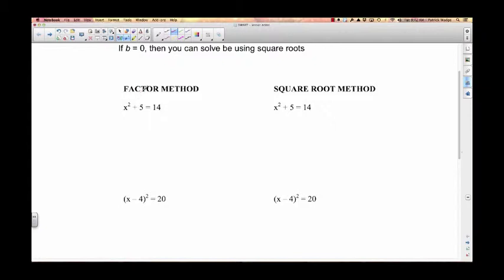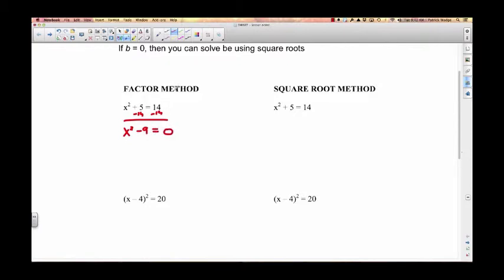So for the factor method, the factoring, what we did last time, what we said you always had to do is make it equal to 0. So let's move this 14 over. Remember, we want to keep the x squared positive, so we're going to subtract 14 from both sides. And that leaves us with x squared minus 9 equals 0.